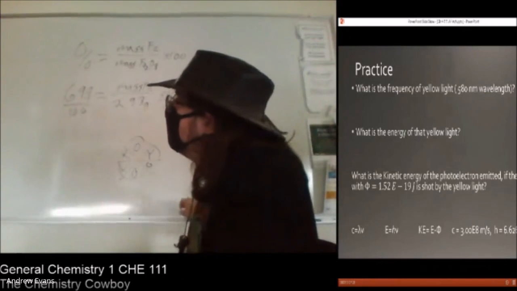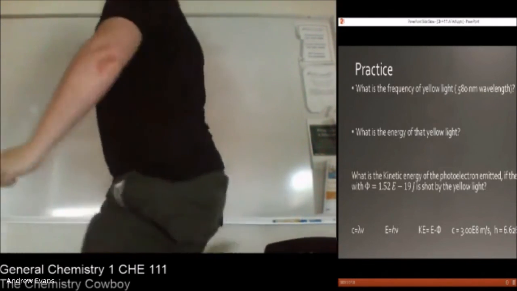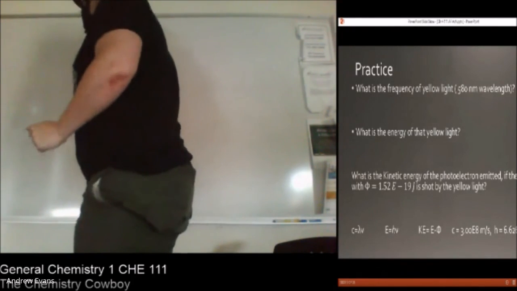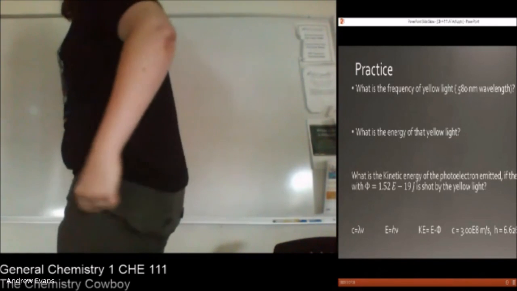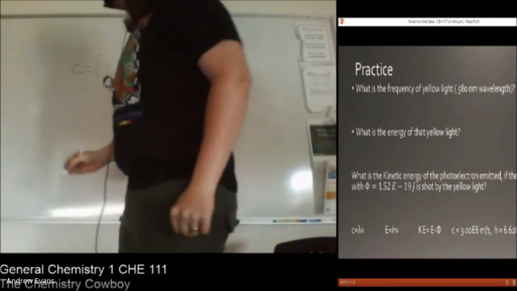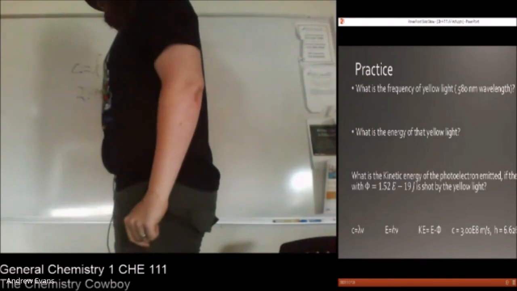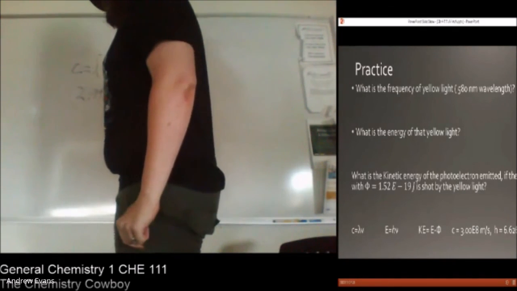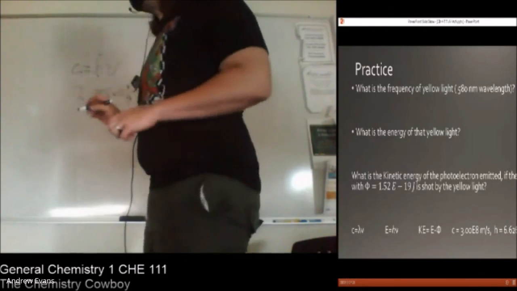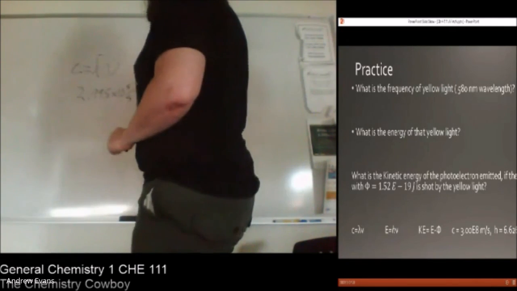So the first one: what is the frequency of yellow light, something of 580 nanometers wavelength? So how do we do that? The frequency, c equals lambda nu. So if c is 2.998 times 10 to the 8th meters per second, and I want frequency in per seconds, I have to take c divided by lambda equals nu.